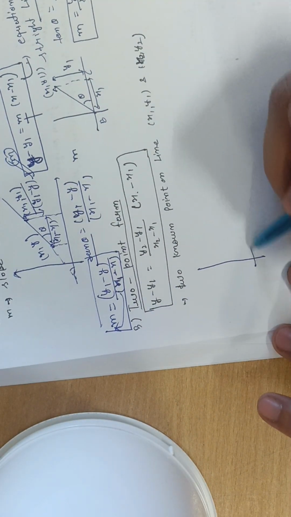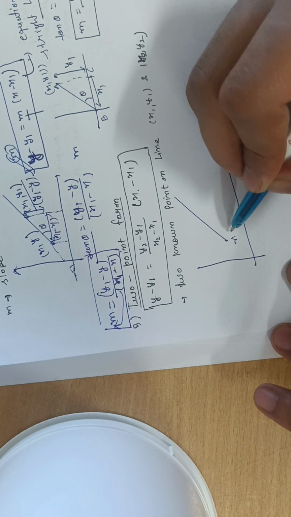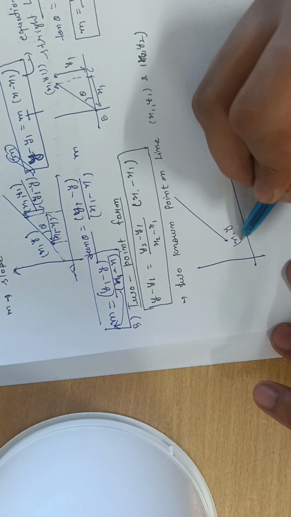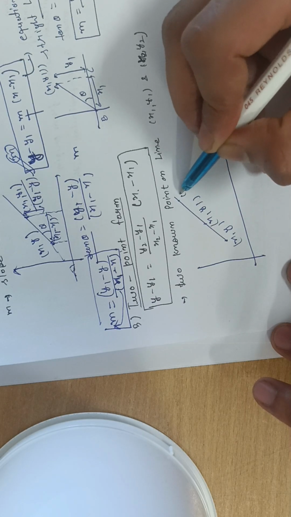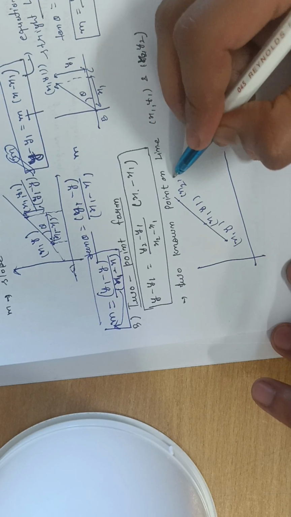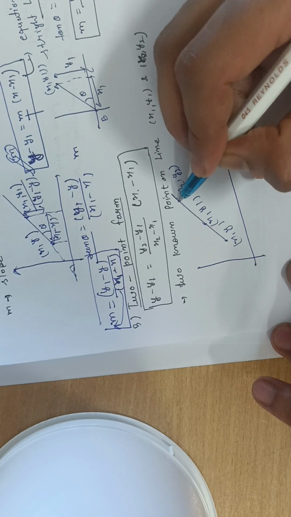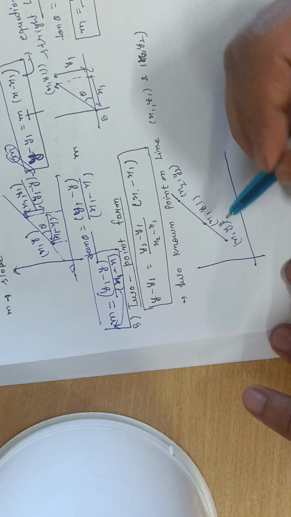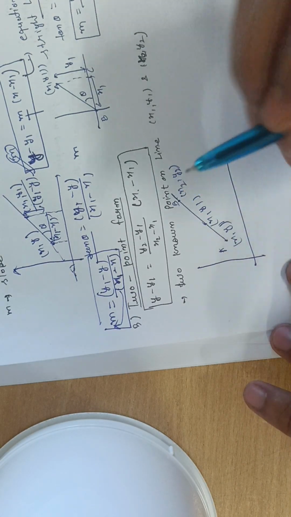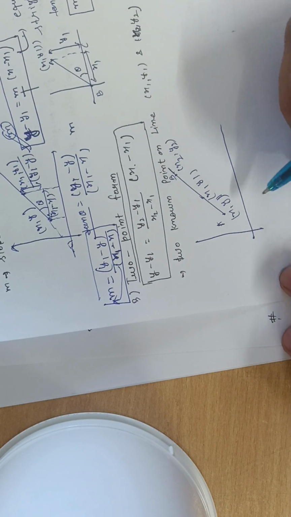Suppose that this is our straight line, with a point x comma y. We have two known points, x1 comma y1 and x2 comma y2, and we have to determine the equation of this particular line AB. How can we determine it? For that, first we determine the slope of that line.